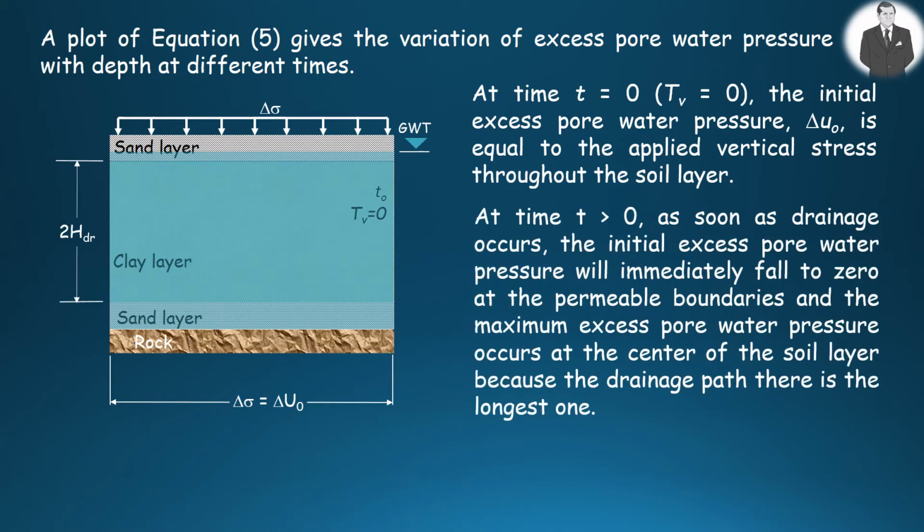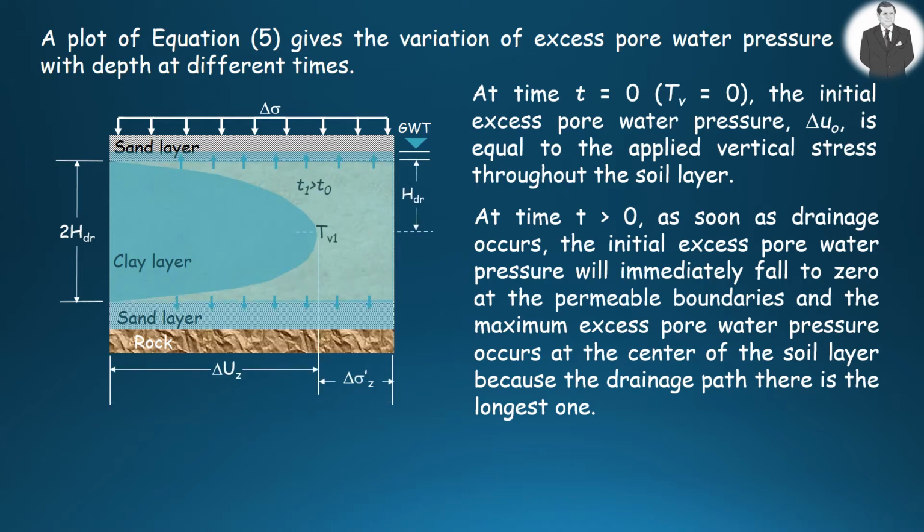As soon as the drainage starts, the initial excess pore water pressure will immediately dissipate at the permeable boundaries, and the maximum excess pore water pressure takes place at the center of the soil layer because the drainage path to the free boundaries is the longest one.